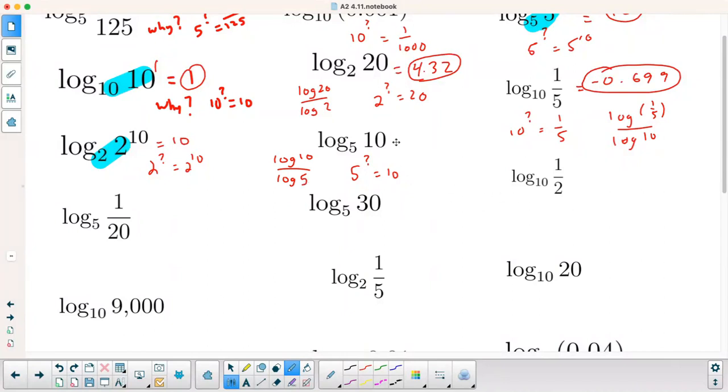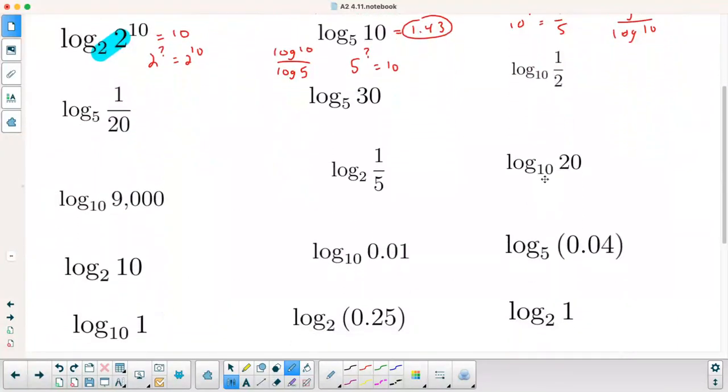And that gives me 1.43. Let's see here. I'll pick a couple more. These ones are going to have to change a base formula for these. Let's find one. Here's a good one. This one here.